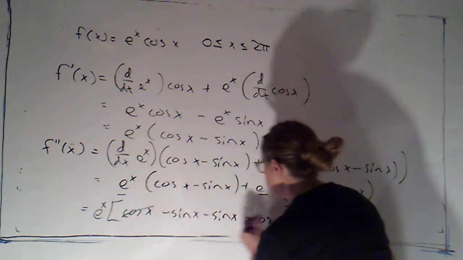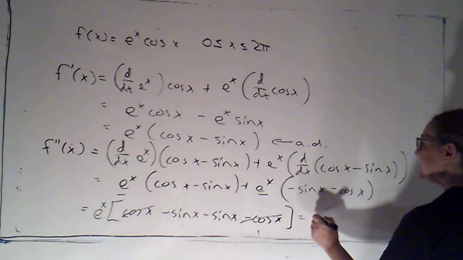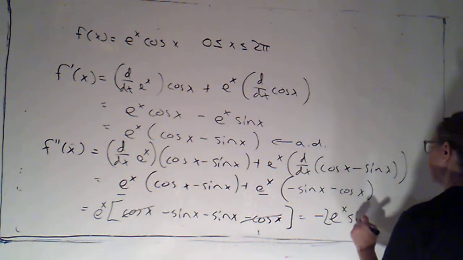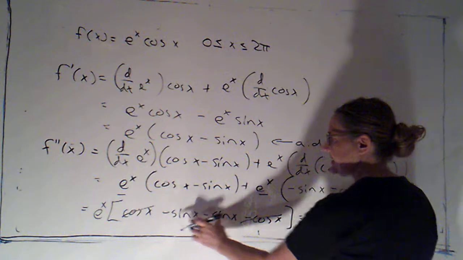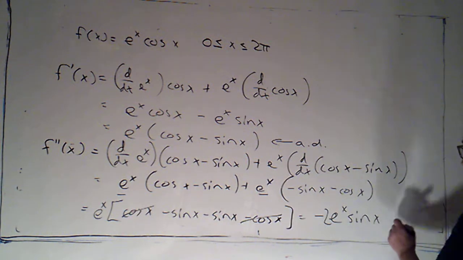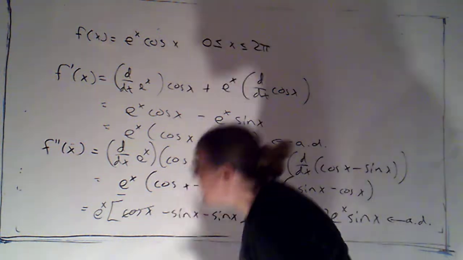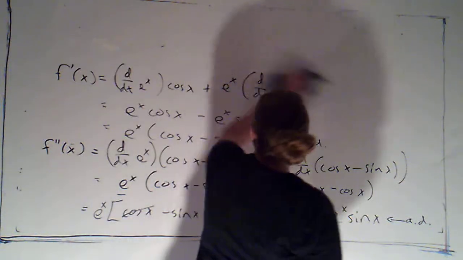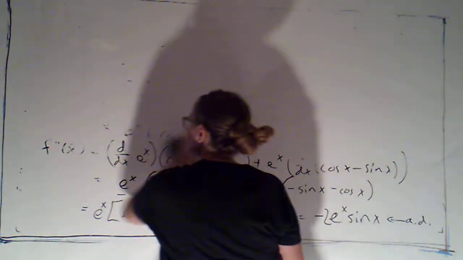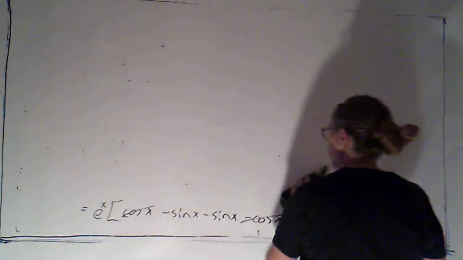Now the cosine x and the minus cosine x will cancel each other out. So I'm just going to get negative 2 e to the x sine x, because these combine to just give me negative 2 sine x. All right, so that's my second derivative. Let's just make a quick note that that's always defined. So we won't have any places where the second derivative changes sign because it's undefined. If it's going to change sign, it's only going to do that at places where it's equal to 0.